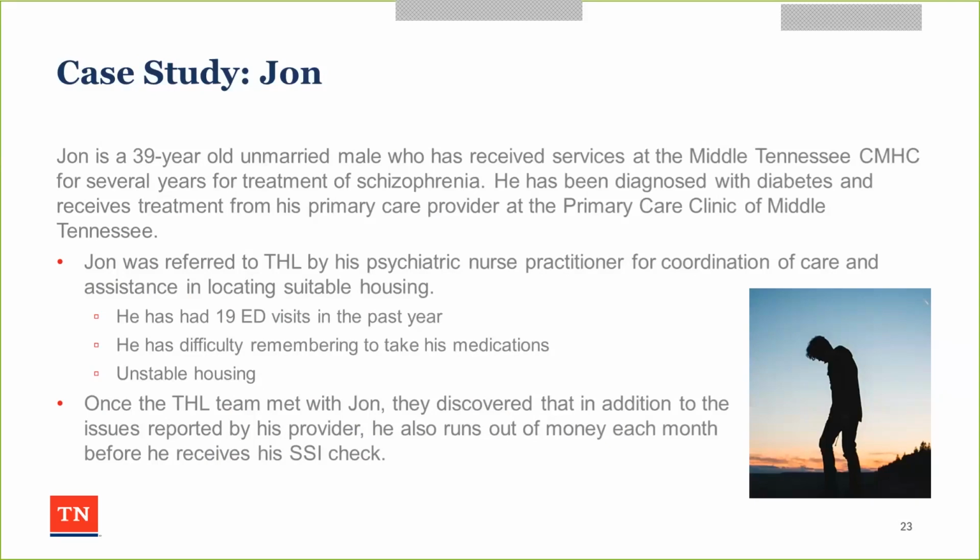He was receiving treatment from his PCP, but again, at this point they had identified that there was some need. And so he was referred to Tennessee HealthLink by his psychiatric nurse practitioner, partially for coordination of care, but partially for suitable housing. He had 19 ED visits in the past year, had difficulty remembering to take his medication. He had unstable housing. He was frequently homeless. So this is kind of the approach that was taken.